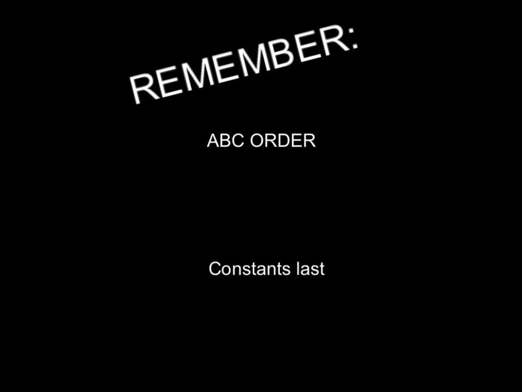Now, there are two rules you're going to need to remember when you're simplifying expressions. The first one is you're always going to write it in A, B, C order like we just did. That's why I put 7p and then my minus 6y, because in the alphabet, p comes before y. And then the next thing you need to remember is that you're always going to write your constants last. So plain numbers like my plus 4, I put at the end.